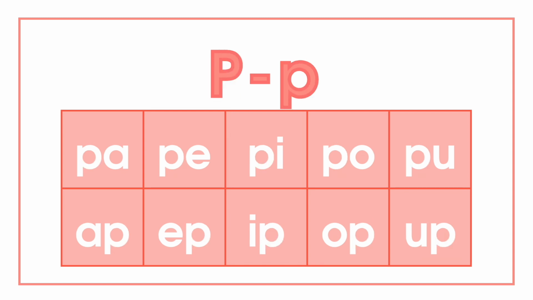Let's continue with the sound p. This sound in Spanish is a bilabial sound and it's not plosive like it is in English. These syllables are read as follows: pa, pe, pi, po, pu. Ap, ep, ip, op, up.